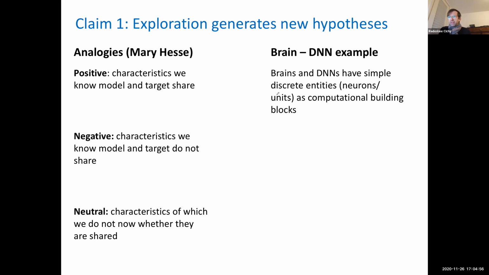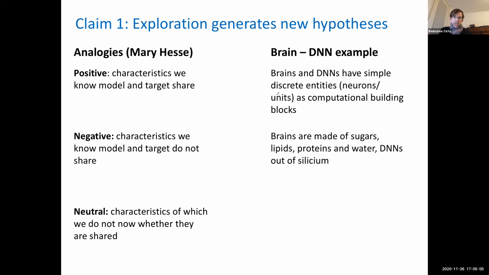Then there are negative characteristics or analogies. These are characteristics we know that the model and target do not share. Very simple. Brains are made of sugars, lipids, proteins and water. They're biological stuff. And deep nets are made of silicon, or actually lines of code. That's where they are not similar.